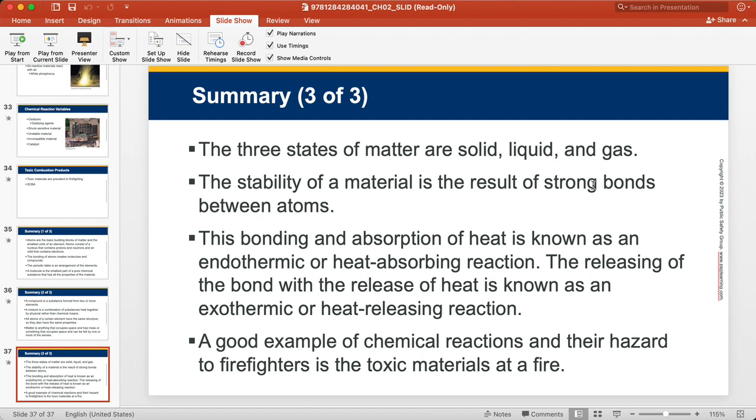And then they do things to make them more stable now that we have more technology. And then this bonding and absorption of heat is known as an endothermic, heat-absorbing reaction. And then the releasing of the bond with the release of heat is known as an exothermic reaction. And then a good example of chemical reactions and their hazards to a firefighter is the toxic materials inside the fire.